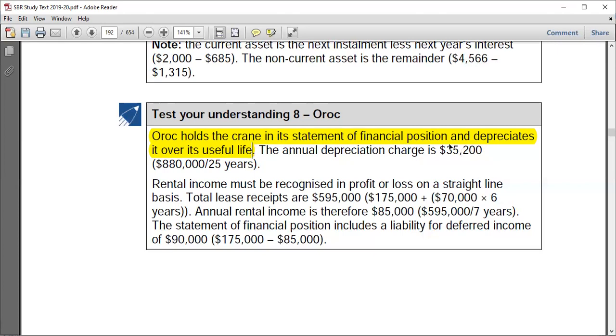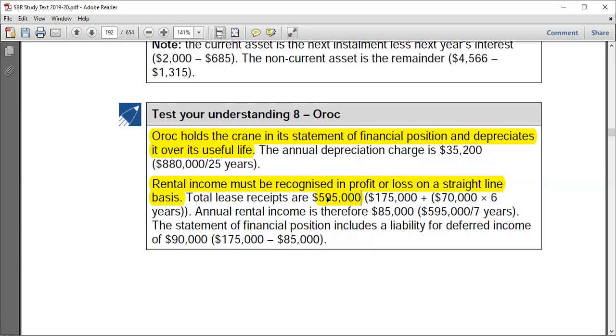Now our main point here is the rental income. How do we deal with the rental income? Rental income must be recognized in profit or loss, just like how we deal with low value assets, on a straight line basis. How do we do a straight line basis? We add all the lease rentals and find an average, right? Total lease receipts are how much? We are told the first year is 175,000 and then 70,000 for the remaining 6 years. So 420,000 plus 175,000, you will have 595,000, right?